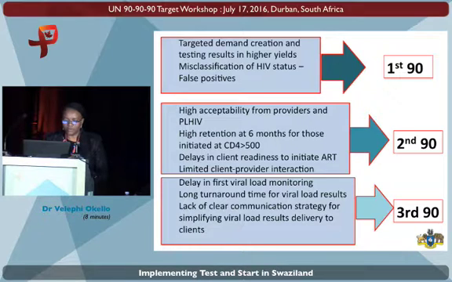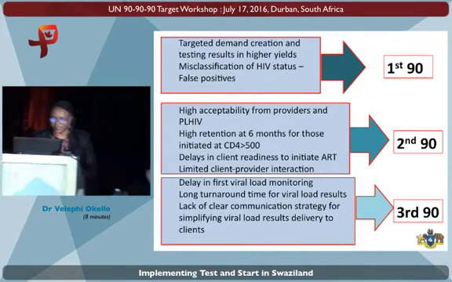We are also concerned about limited client-provider interaction, whereby we still lack that closeness between the health worker and the patient for information to flow to the patient about the importance of beginning ART immediately. Then also we've seen that health workers will often delay the first viral load monitoring, which is a concern to us because we would like to achieve the third 90. And the long turnaround time for viral load results could be the reason why health workers may not be motivated to even request the first viral load test.